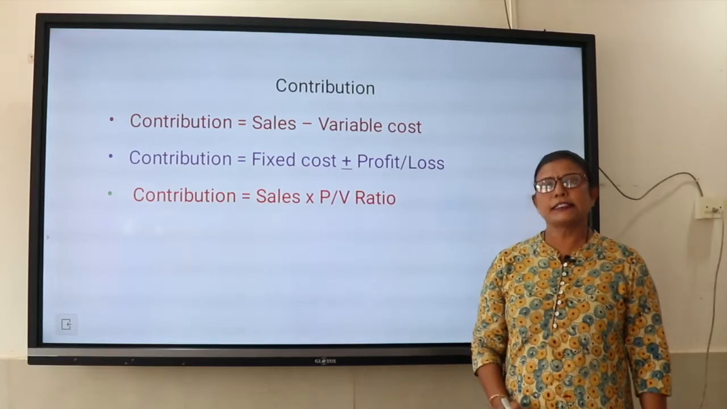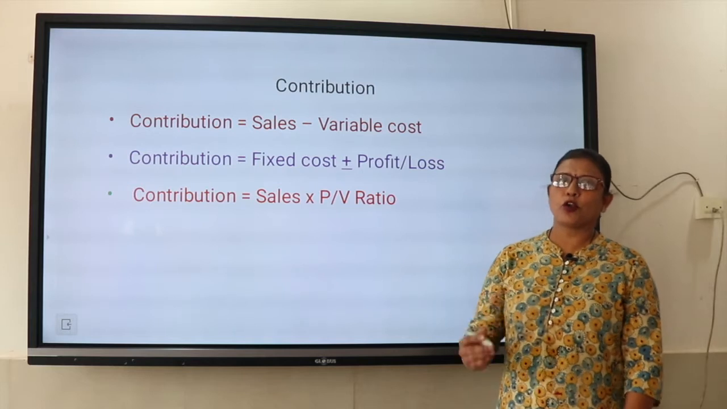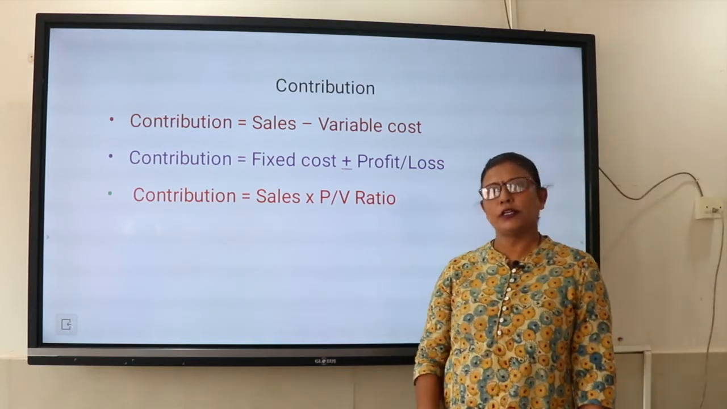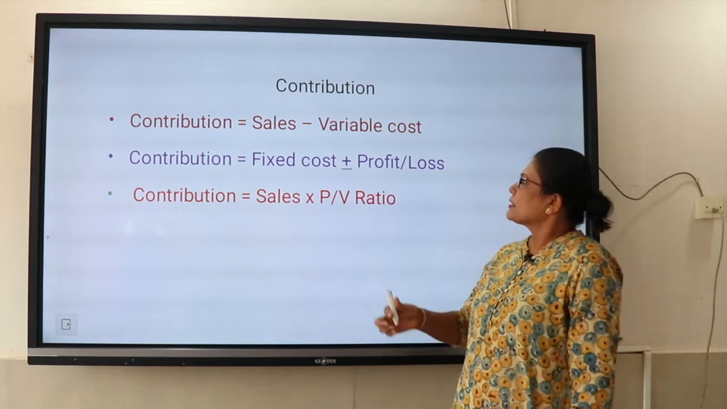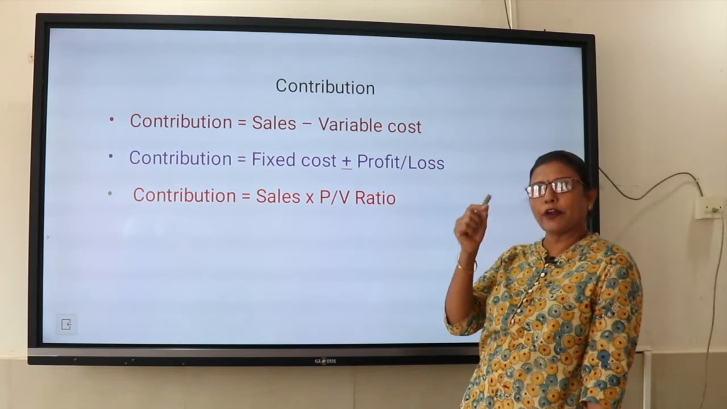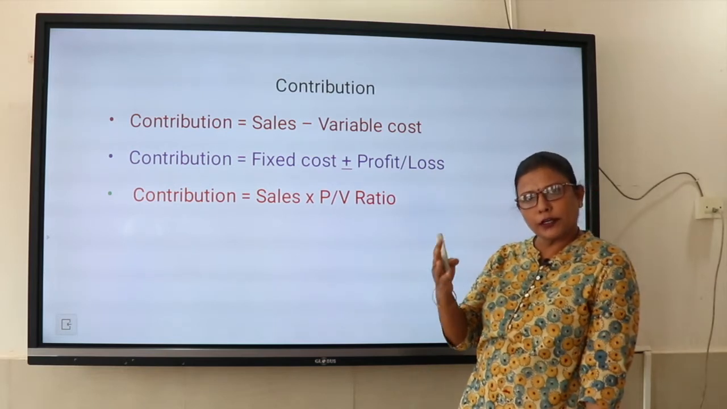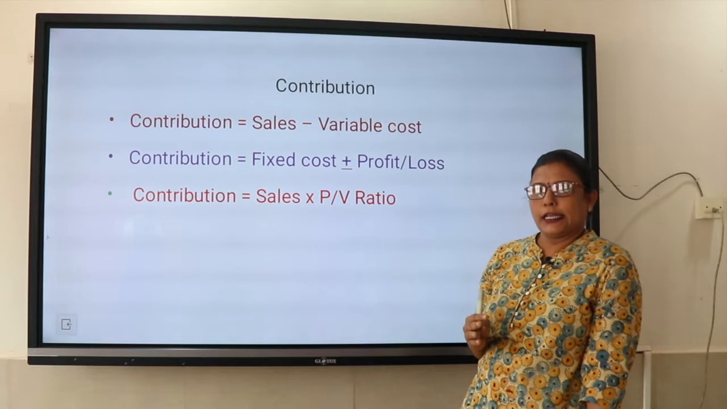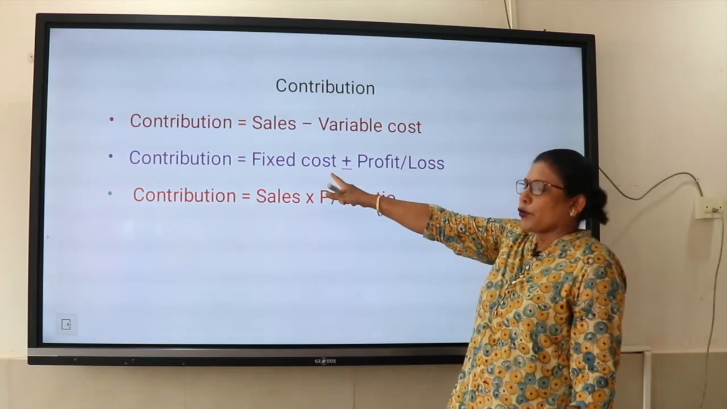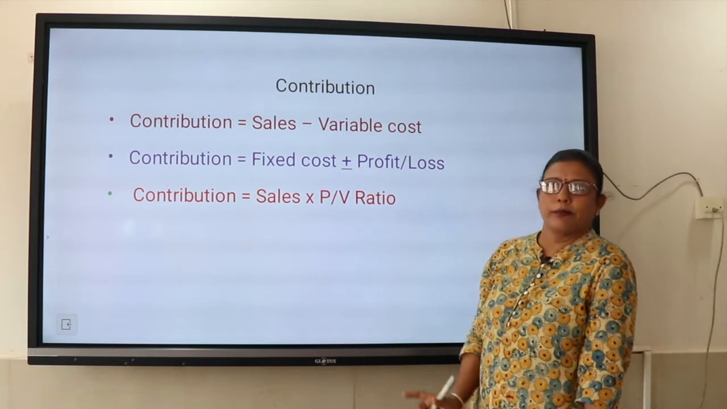Now we'll see the second element of cost volume profit analysis, and that is contribution. Now what is a contribution? We have seen that contribution is nothing but sales minus variable cost. It is the point where your variable costs are recovered from the total sales, and the amount which is left over can be contributed towards fixed cost to determine a profit or a loss.